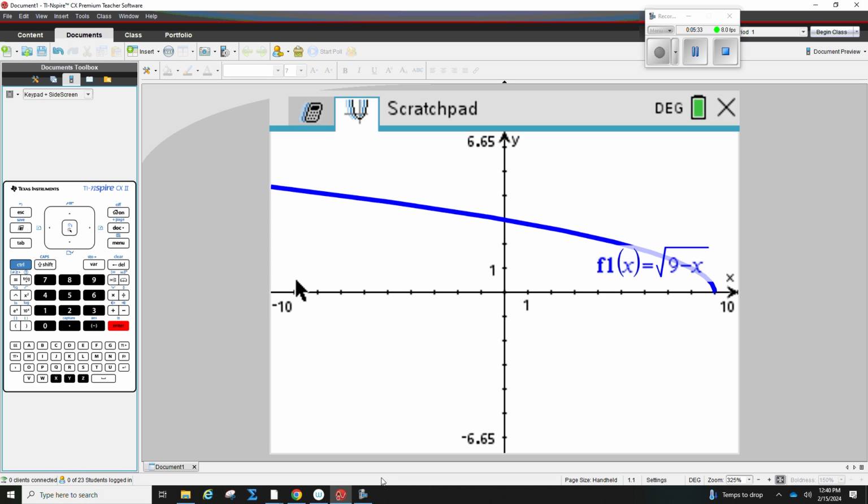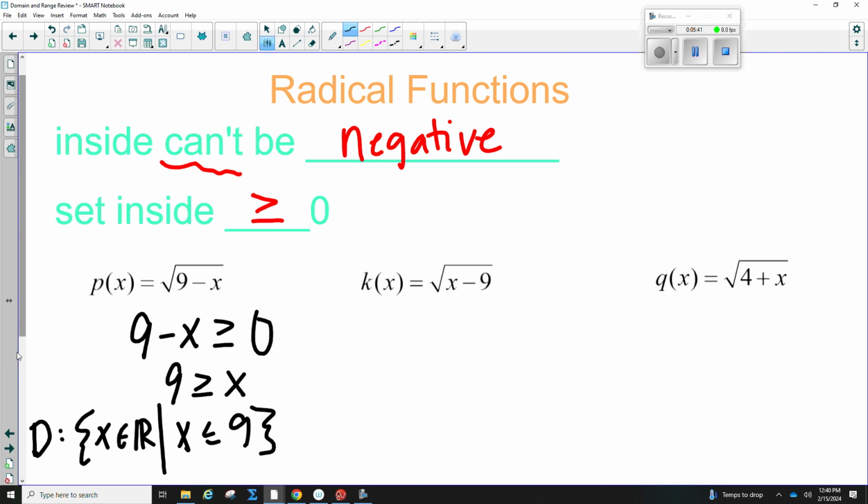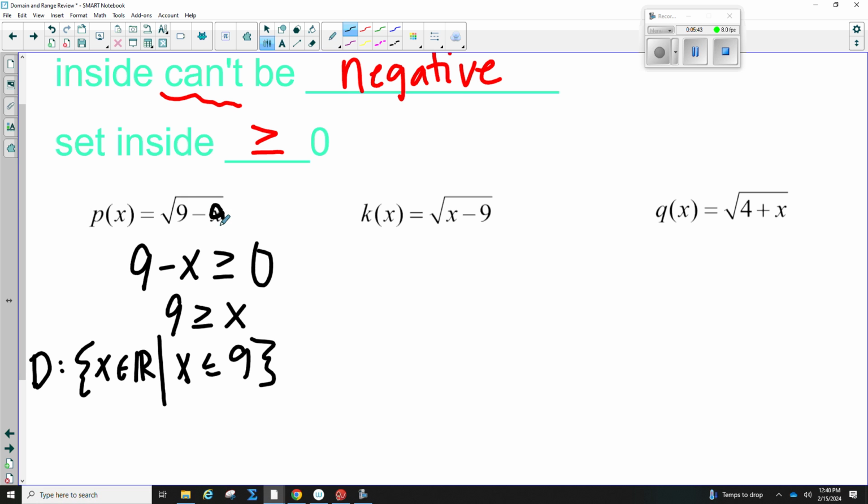Forever up, okay? It starts at 0. Why is that? Well, if I plug in the domain, okay, I have to start at 9, okay? If I plug in 9, I get 0, okay? If I plug in 8, I get 1. So notice I'm getting 0, 1, 2, 3. I'm going to get like bigger and bigger numbers, okay? It's 0 and up, all right, for the range. But we're not going to do the range on these.